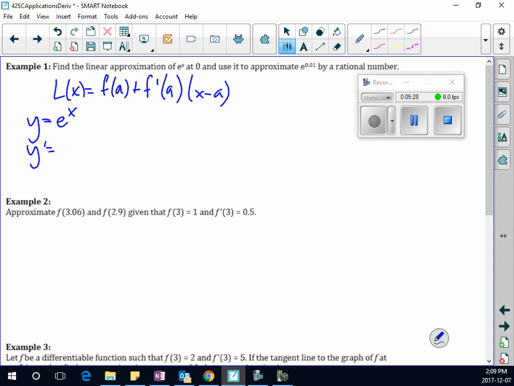Yes, e to the power x. Does everybody see it's e to the power x? It's itself. Okay, so then it's saying find the linear approximation of e to the power x at 0. So we need to find the value of the derivative at 0. Do you see that's this right here? That's that part. So y prime at 0 would equal, yes, 1. It would be e to the power 0, which is 1.